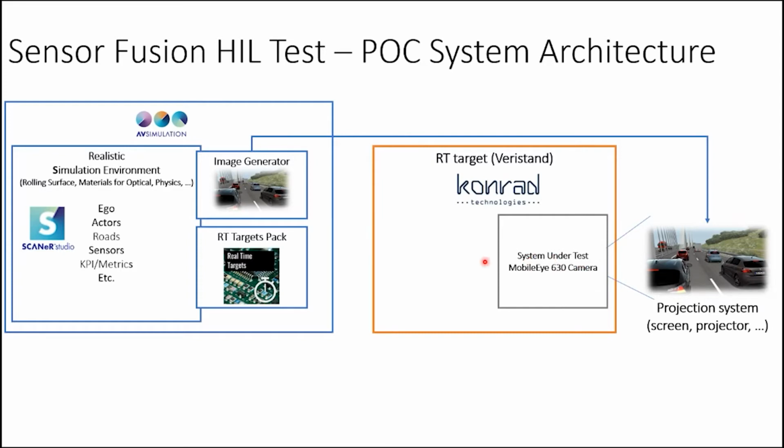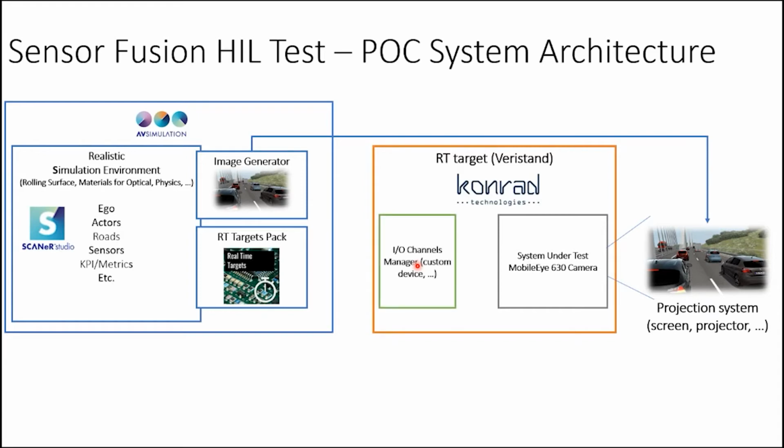So how does the closed loop work? On the left part you have the Scanner Studio software with the simulation environment where we produce the image. This image is displayed and projected on a system. In our case it was a screen, but it can of course be anything, and you have a camera in front of the screen. Then the goal is to establish the bidirectional communication to close the loop between both architectures.